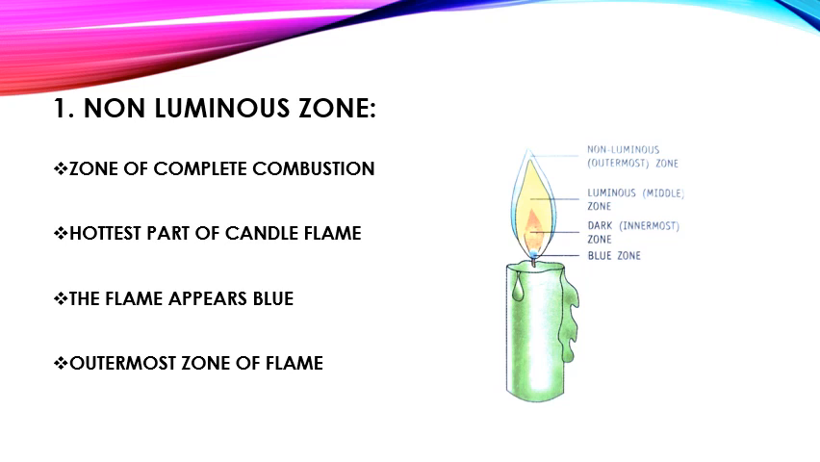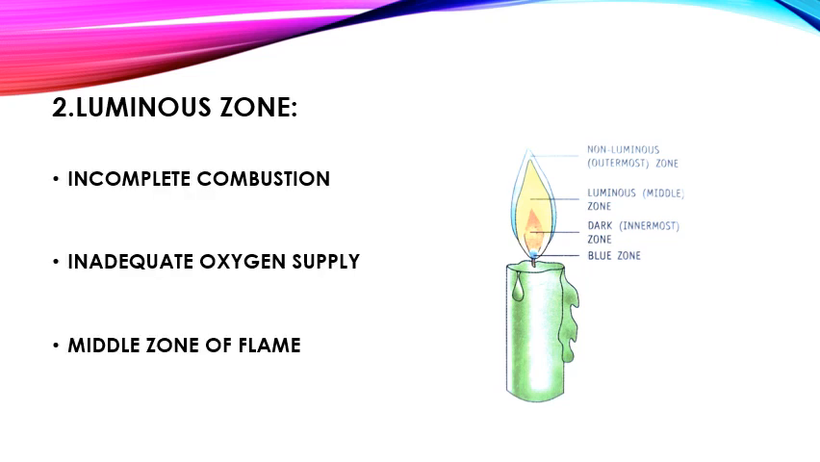First one is non-luminous zone, or the zone of complete combustion. It is the hottest part of the candle flame. Because of adequate supply of oxygen, complete combustion occurs. Therefore, no residue is left on an object placed in this zone. The flame appears blue. It is the outermost zone of the flame.